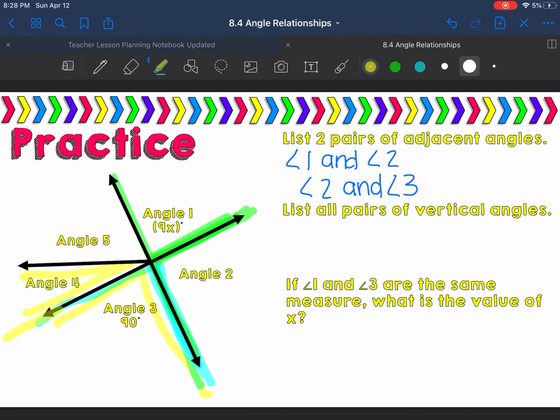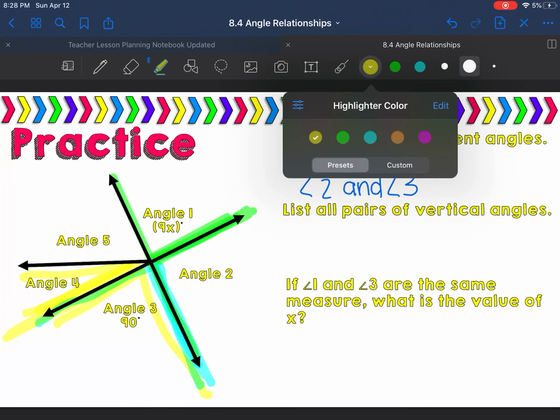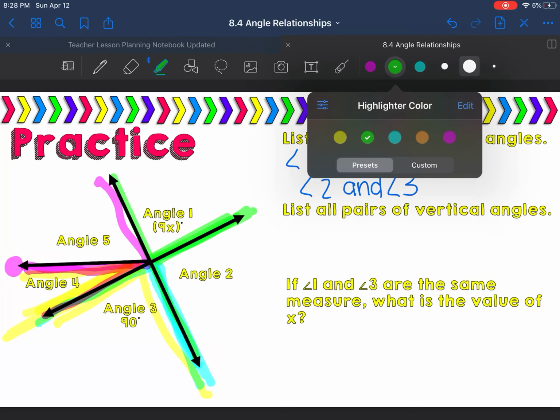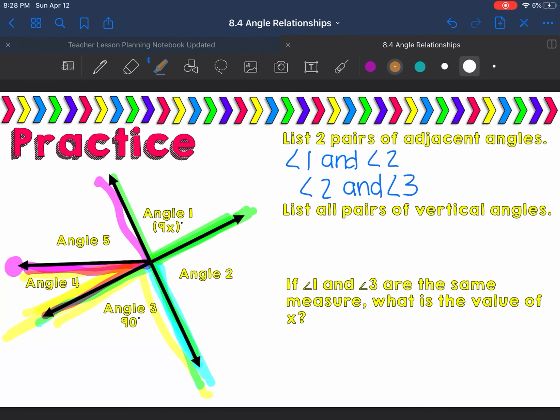For instance, angle 3 and angle 4 have this adjacent side right here. Angle 4, let me change colors real quick. Angle 4 and angle 5 have this side right here adjacent. And finally, angle 5 and angle 1 have this adjacent side.